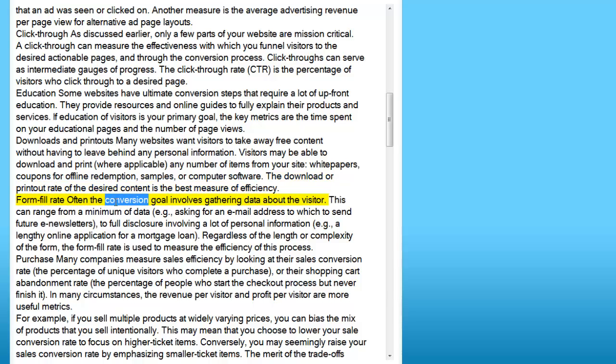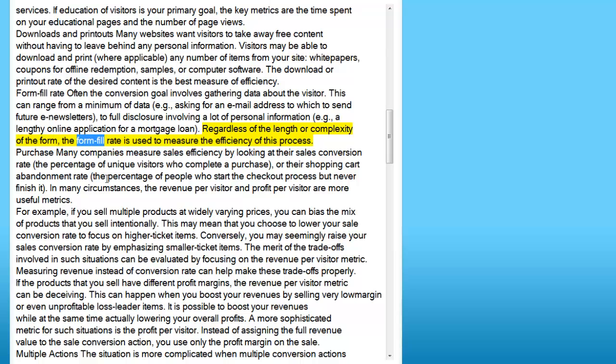Form fill rate: often the conversion goal involves gathering data about the visitor. This can range from a minimum of data, e.g., asking for an email address to which to send future e-newsletters, to full disclosure involving a lot of personal information, e.g., a lengthy online application for a mortgage loan. Regardless of the length or complexity of the form, fill rate is used to measure the efficiency of this process.